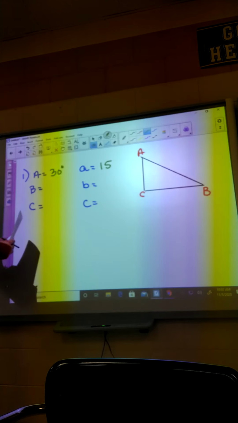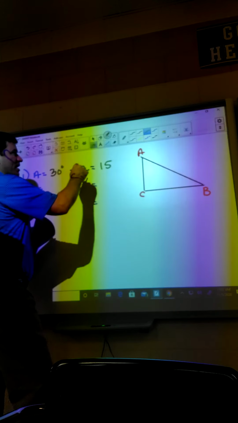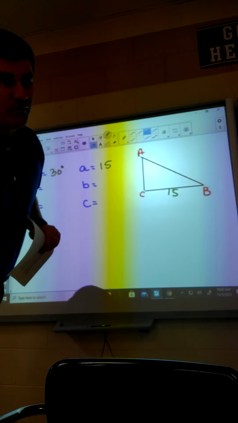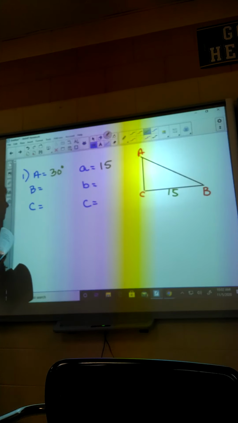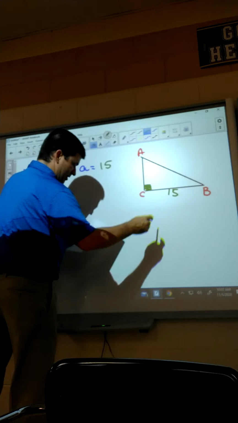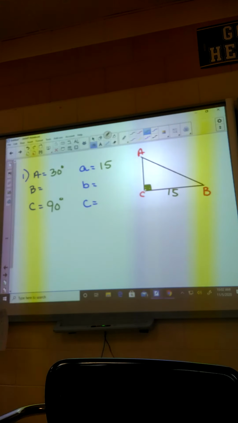So what I'm going to do, I'm going to go ahead and write 15 on side A. Well, side A is across from angle A, so it's got to go right there. All right? Now, Ashley, I know if this is a right triangle and it's got the little right angle there, I know angle C is going to be 90 degrees every time.